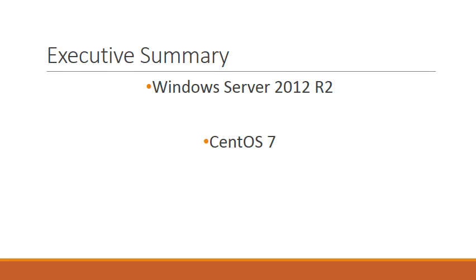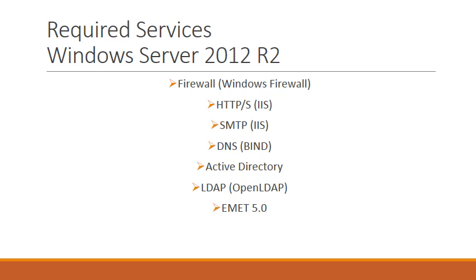No info severity level alerts will be included in this report. The services that were required and verified for the Windows Server 2012 R2 are firewall through Windows Firewall, HTTPS through IIS, and SMTP through IIS, DNS through Bind, Active Directory, LDAP and OpenLDAP, and EMET 5.0.